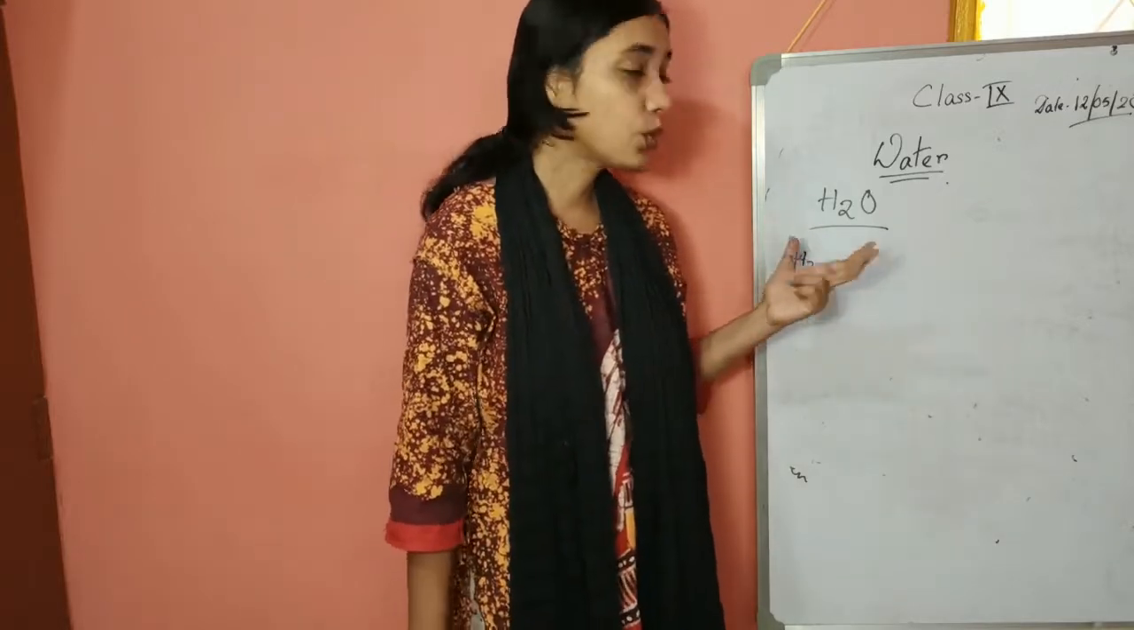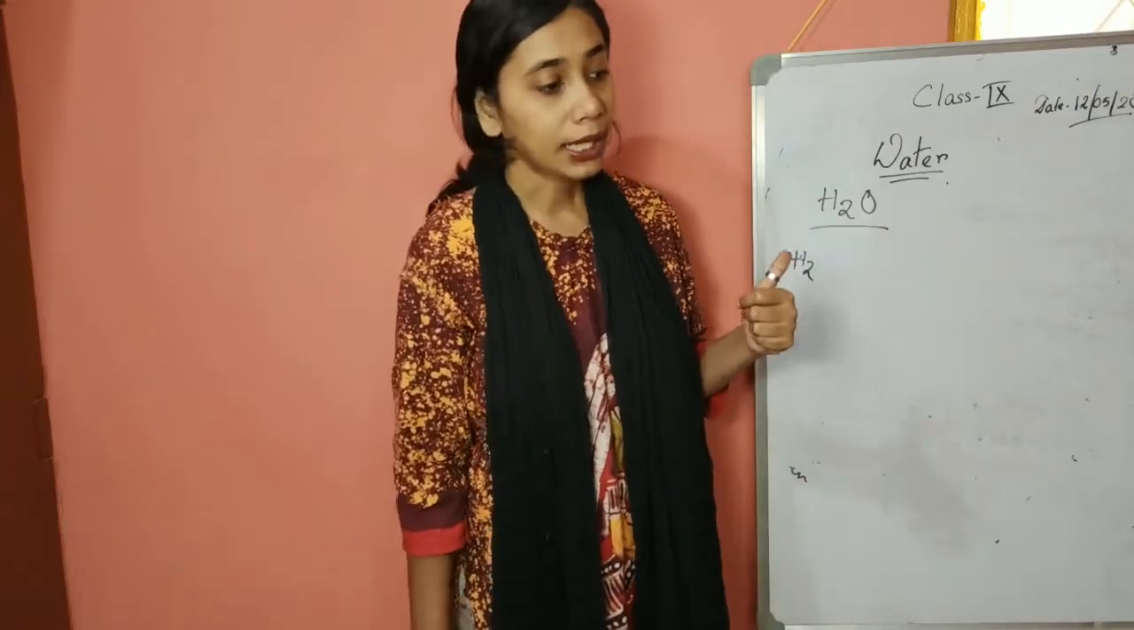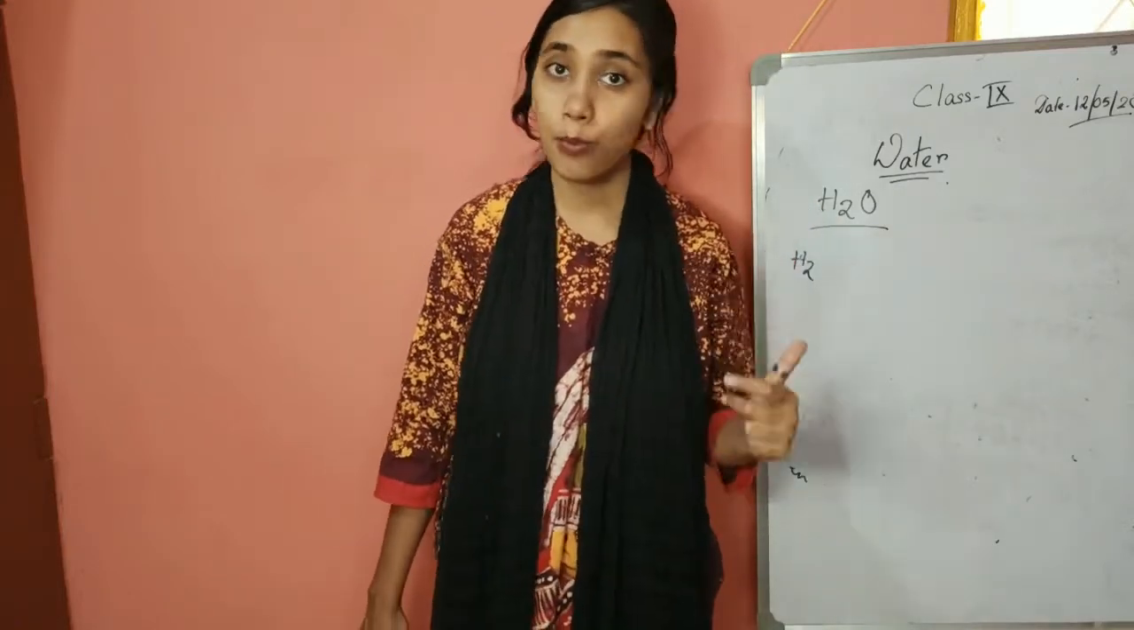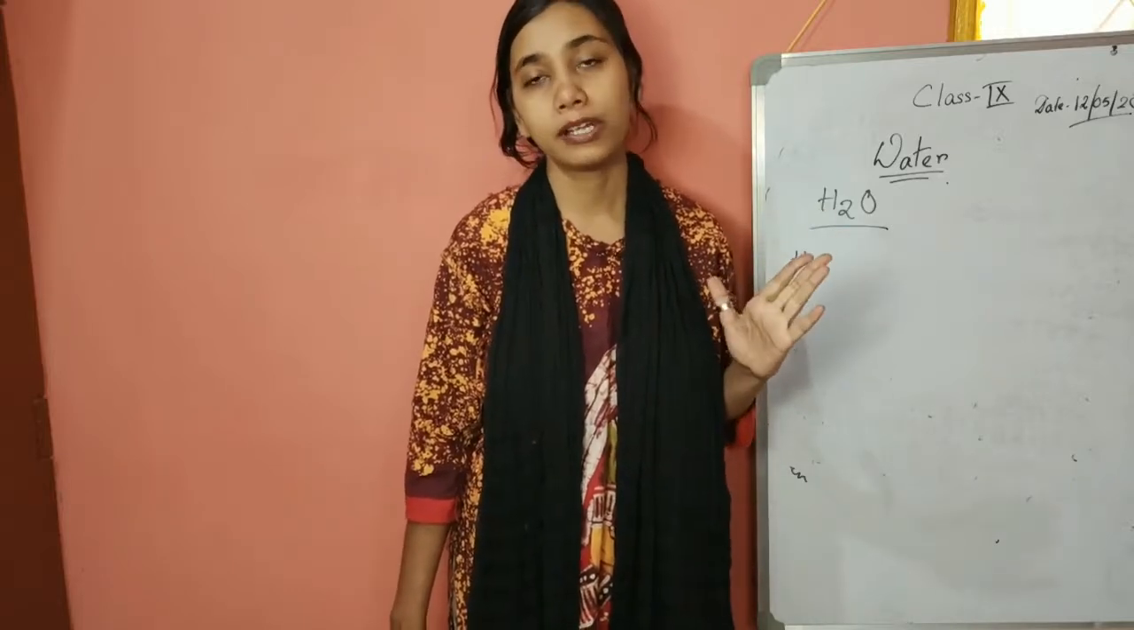Now when there are 2 hydrogen atoms, there is no one to give. Somebody can take the electron when there is someone to give. If both of them are in the same boat, how will someone give the electron?